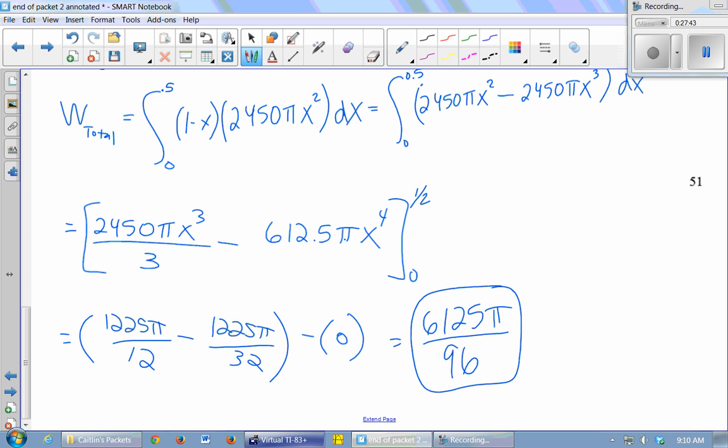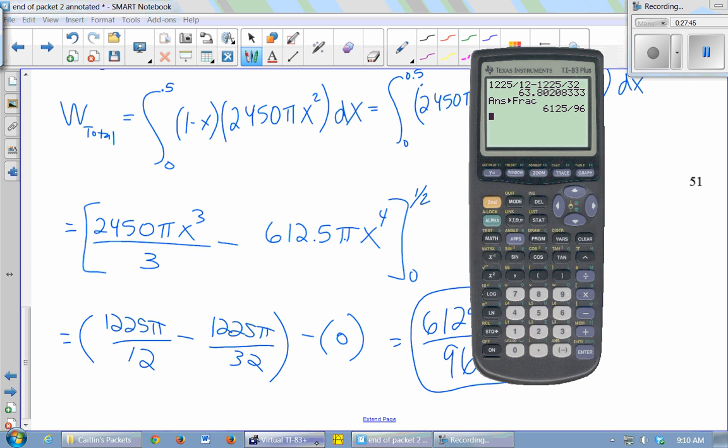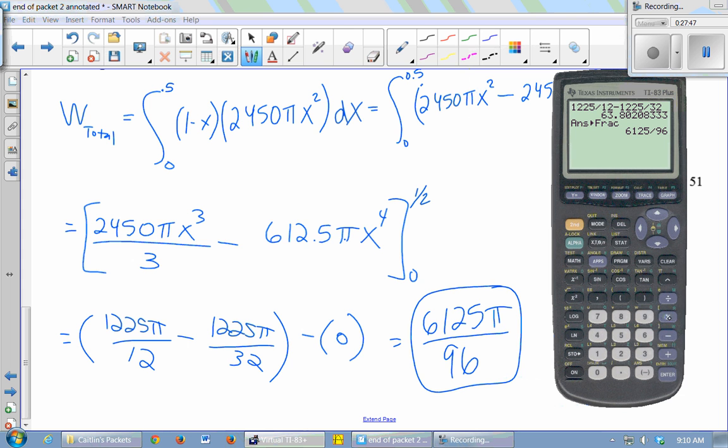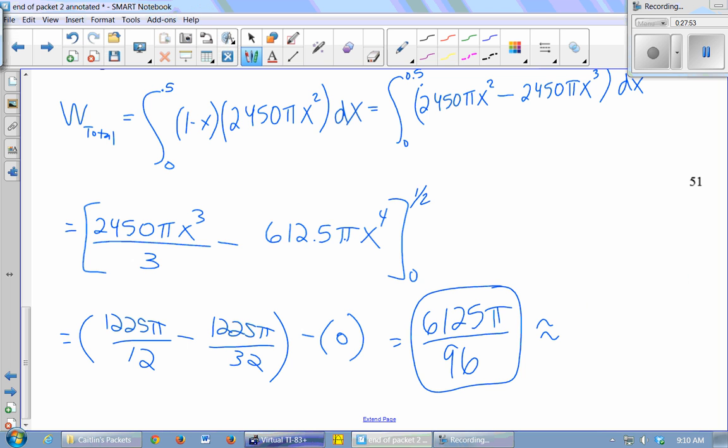Okay, so there's my exact value, and if I want an estimate, I just multiply by pi. 200.44. And my units on work are joules.